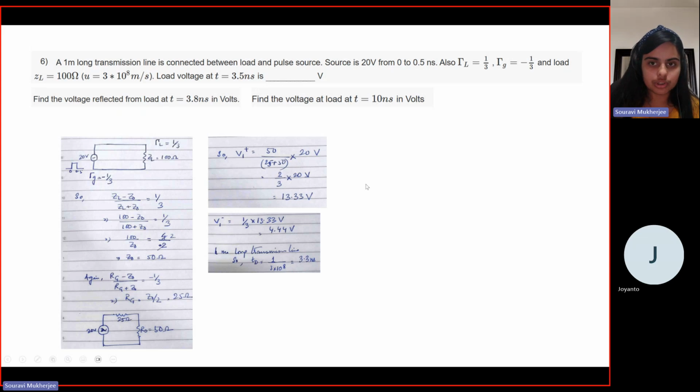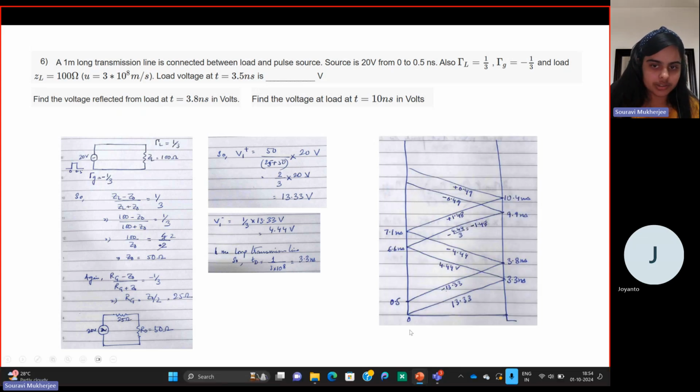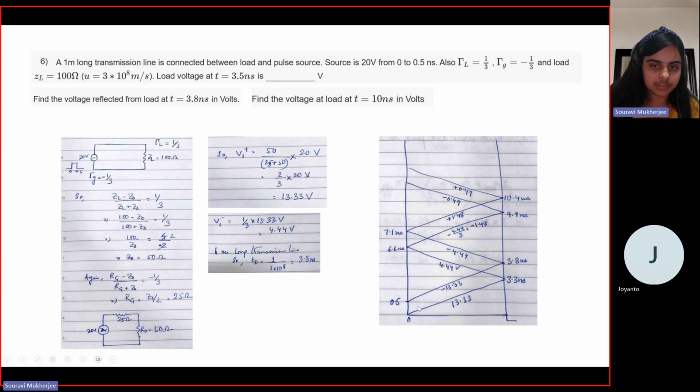So here you can try to draw this diagram, right? This is the source end, this is the load end. You have the pulse width given as 0.5. So at the starting, you have this 13.33 volt going towards the load. It reaches the load at 3.3 nanosecond, right? Similarly, at 0.5 nanosecond time interval, you can consider a minus 13.33 volt from the source end. And this will reach the load at 3.8 nanosecond. Now, out of this, we know that 4.44 volt will get reflected, right? So this again gets reflected back, as you can see.